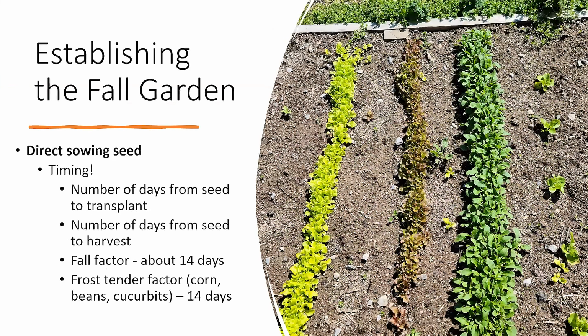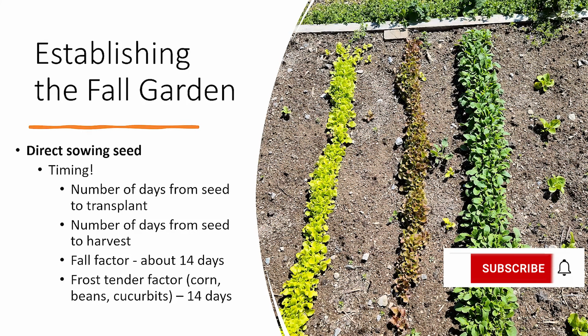Establishing the fall garden so we can direct sow the seeds. Once again, timing is important. So we need to think about that first frost date in the fall. So we need to do some calculations. The number of days from seed to transplant, number of days from seed to harvest. Then we also need to figure in the fall factor, which is about 14 days.